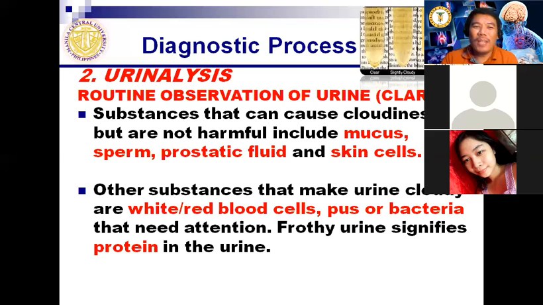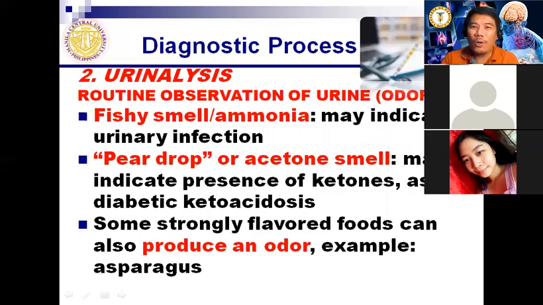Okay. Next, how about when it comes to odor? Fishy smell and ammonia may indicate urinary tract infection. The acetone smell of the urine indicates the presence of diabetic ketoacidosis. The ketones are the ones responsible. Protein, glucose, and ketones must not be part of the result of the urinalysis.